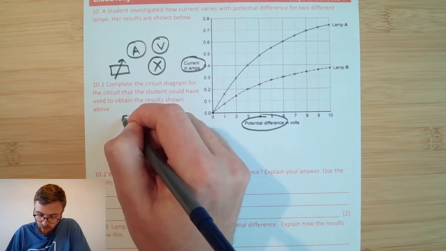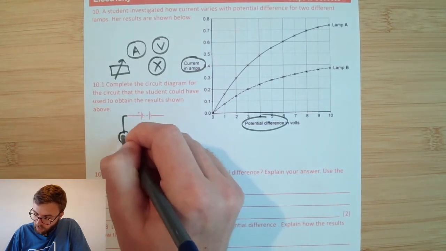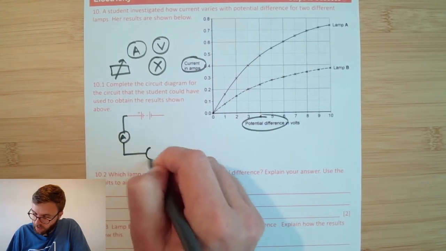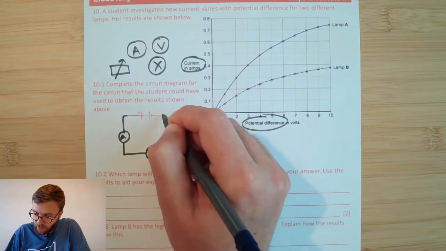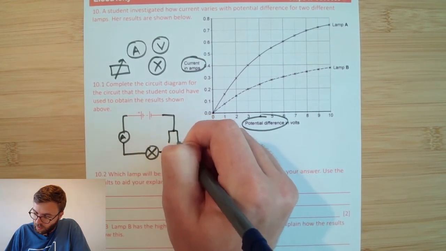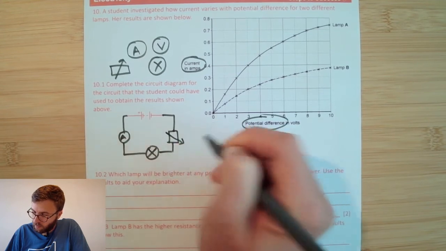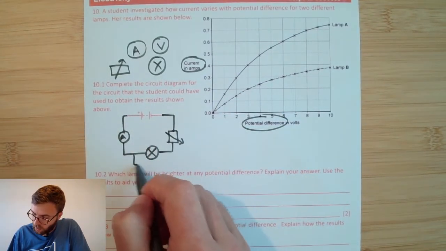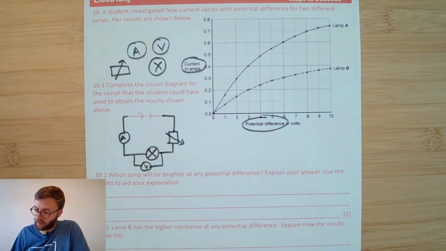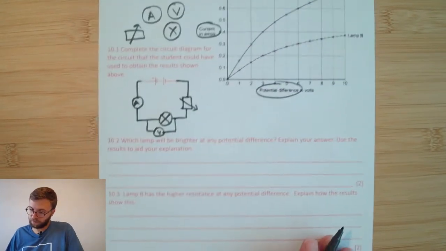So when we're drawing our circuit, we want to have our ammeter connected in series. There's our lamp that we're investigating. There's our variable resistor, and finally our voltmeter connected in parallel.